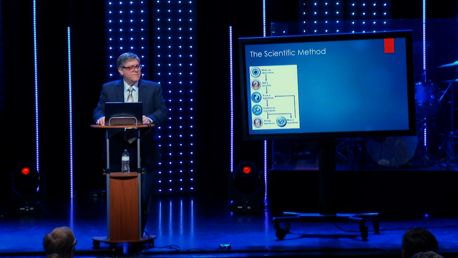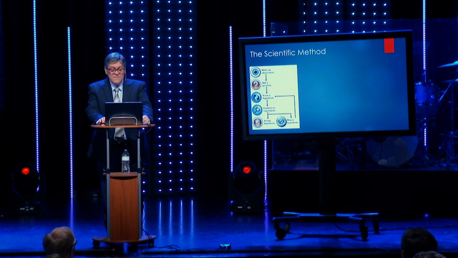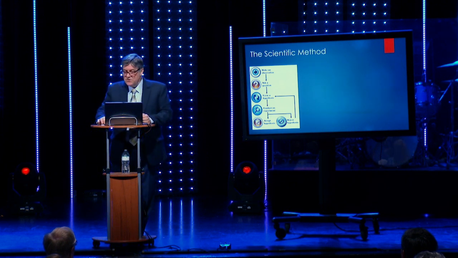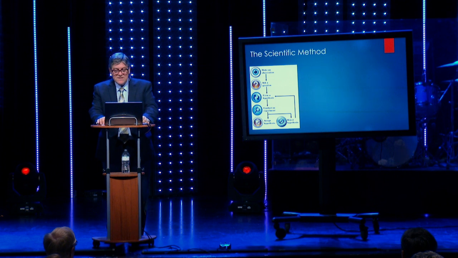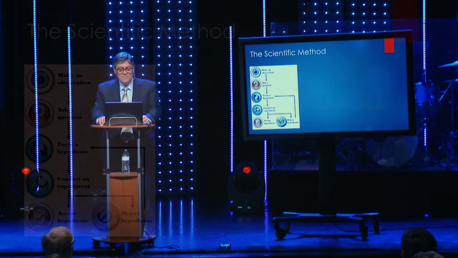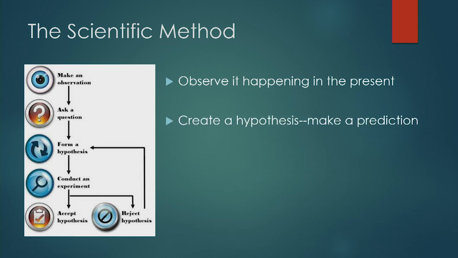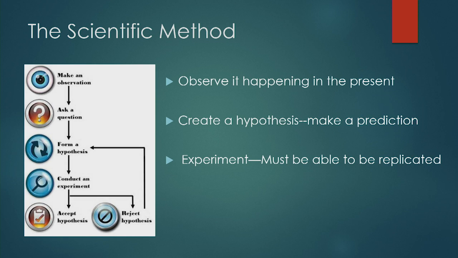Now let's talk about the scientific method, because this is always invoked. Now, what is the scientific method? Evolutionists will often say that their theory adheres to the scientific method. However, most of the so-called proof points of evolution are conjecture as to what happened in the past. Here's your scientific method. Observe something happening in the present, create a hypothesis, and make a prediction. You'll be able to conduct an experiment, and that experiment must be able to be replicated by somebody else.